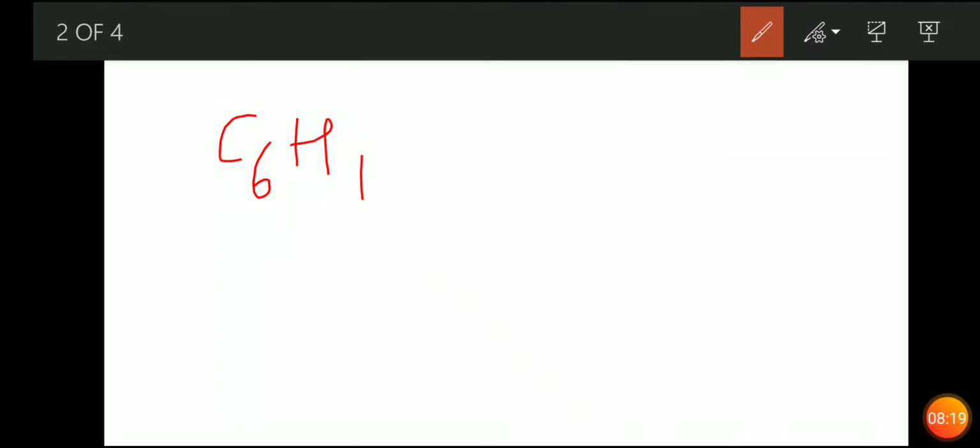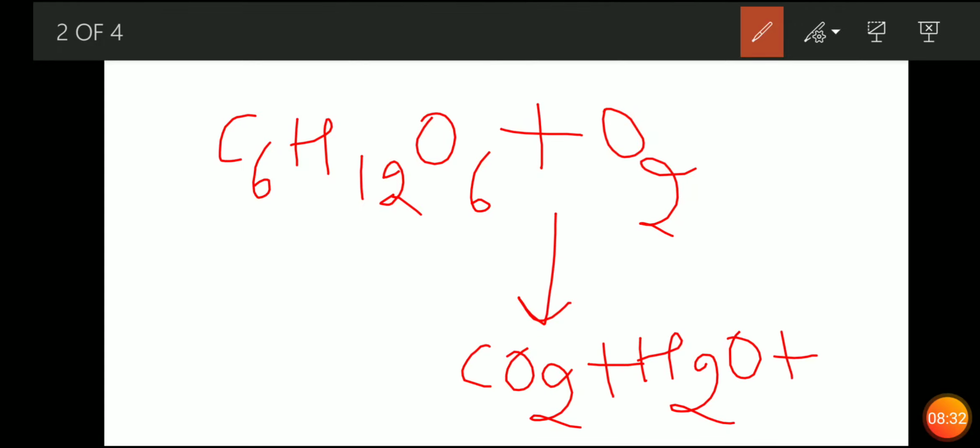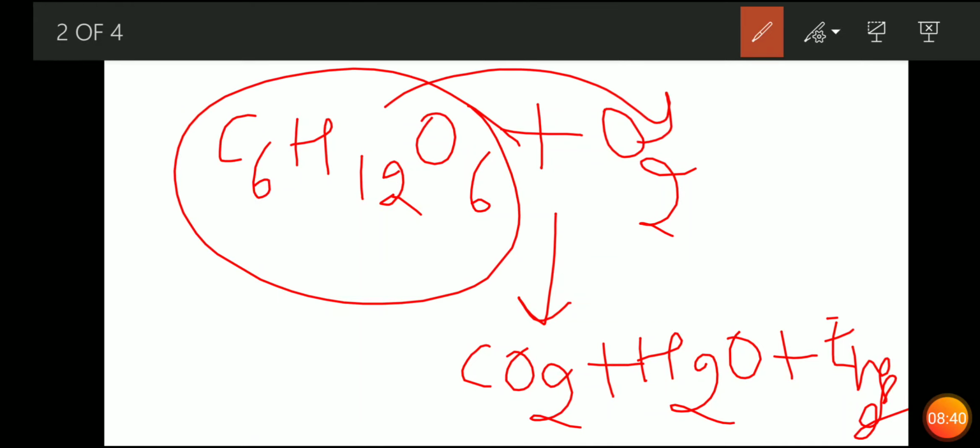Now, the next combustion reaction: you can see this C6H12O6. This is glucose. It reacts with oxygen to give you CO2 plus water plus heat energy or light energy. So this glucose is combining with oxygen, so it is a combination reaction. But this glucose is under combustion, it reacts with oxygen specifically, so it is known as a combustion reaction.